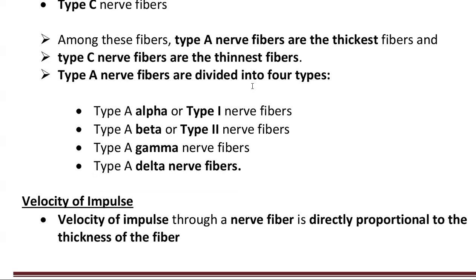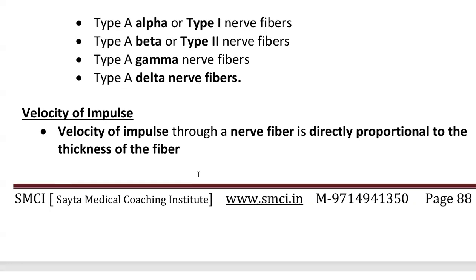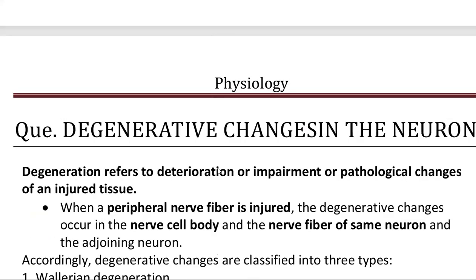Type A nerve fibers are divided into four types: type A alpha or type 1 nerve fiber, type A beta or type 2 nerve fiber, type A gamma nerve fiber, and type A delta nerve fiber. Velocity of impulse through a nerve fiber is directly proportional to the thickness of the fiber.